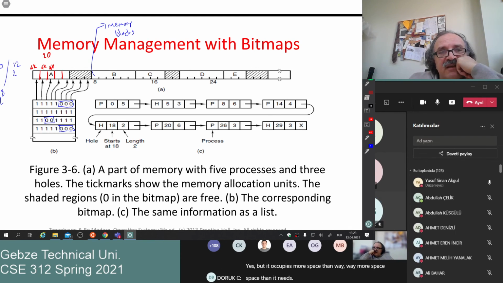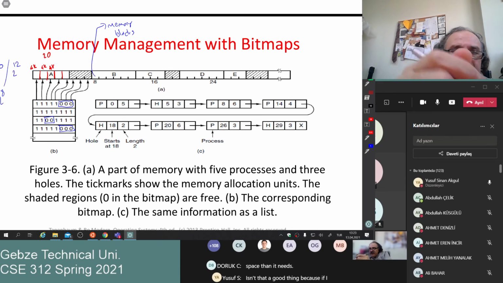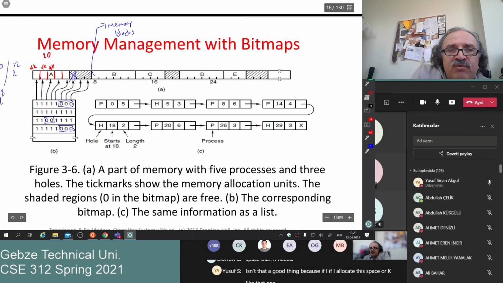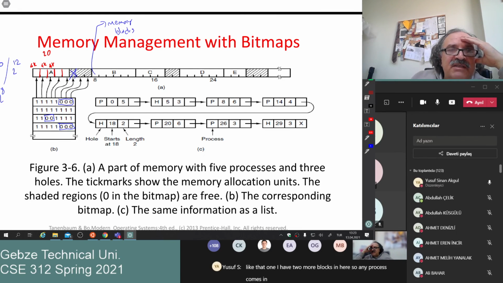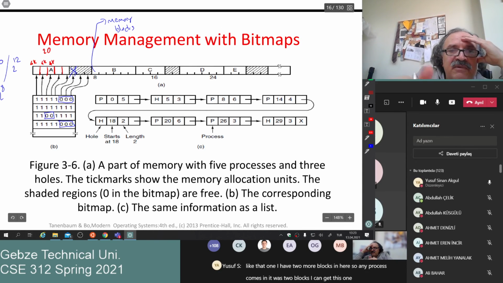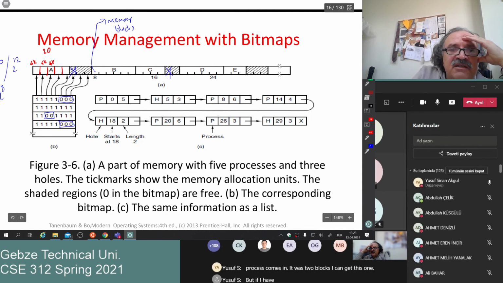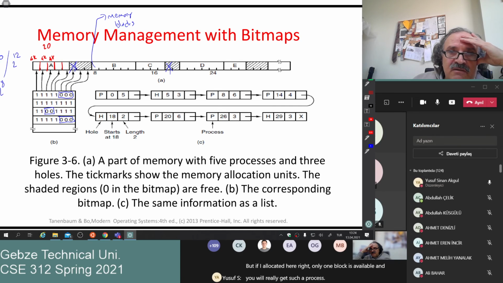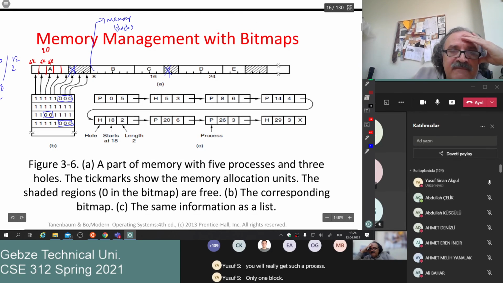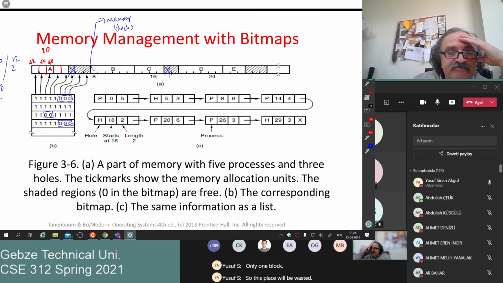Isn't that a good thing? Because if I allocate this space, like that one, I have 2 more blocks in here. So a new process comes in, it wants 2 blocks, I can give this one. But if I allocate it here, only 1 block is available, and you will rarely get such a process. Only 1 block. So this place will be wasted. So which one is better? The answer is, we don't know. It's a difficult question.